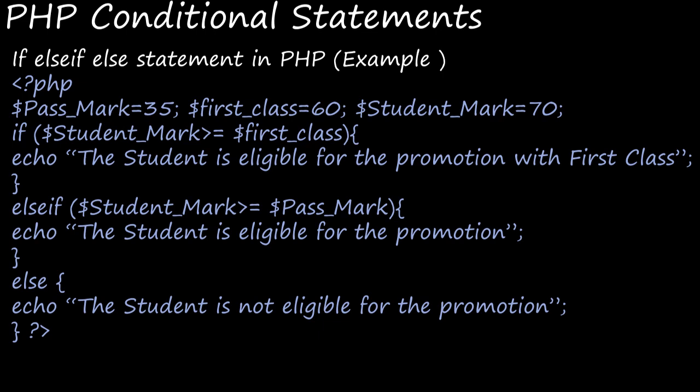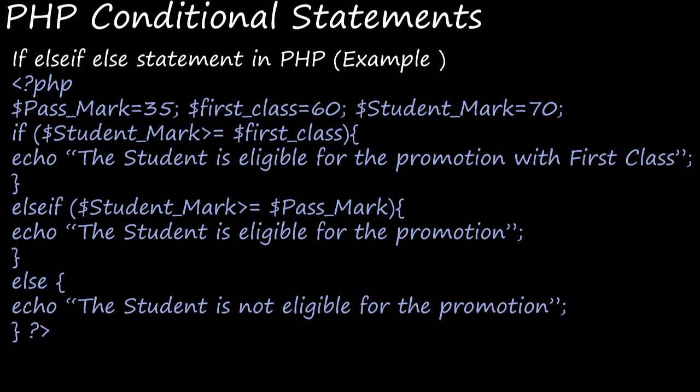In the else if line, we have student mark greater than or equal to pass mark, right? If the student mark is greater than or equal to the pass mark, then the next set of statements, here they have given the student is eligible for promotion, will be displayed. Or if you are giving some set of codes, that set of codes will be executed.